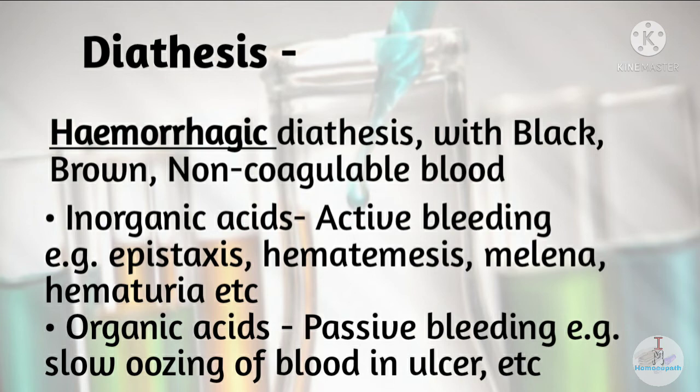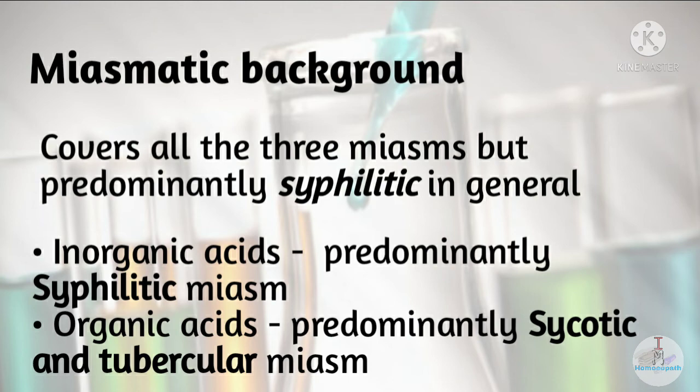Organic acid causes passive bleeding. Passive bleeding in the form of drops or flow typically results from gravity acting on an injured body. For example, slow oozing of blood in ulcer. Miasmatic background. It covers all the three miasms but predominantly syphilitic in general. Inorganic acids predominantly syphilitic miasm. Organic acids predominantly psoric and tubercular miasm. Tubercular is the combination of psora and syphilis, also known as pseudopsora.